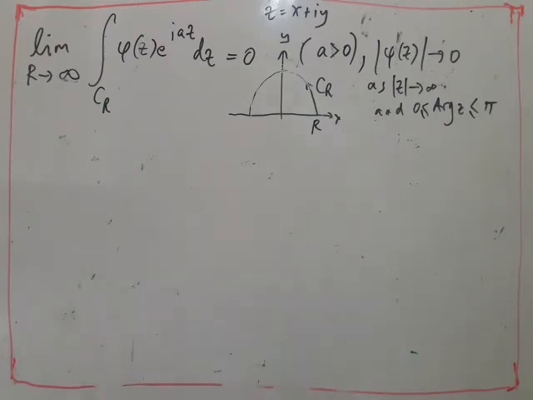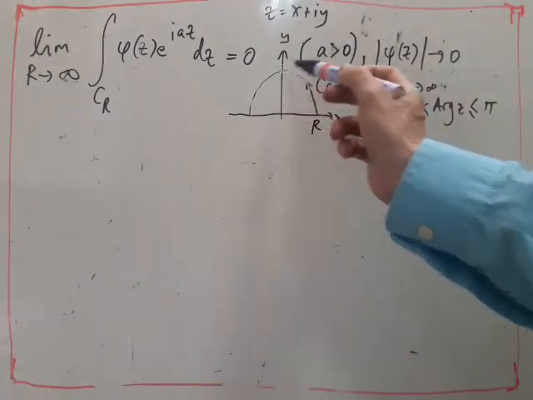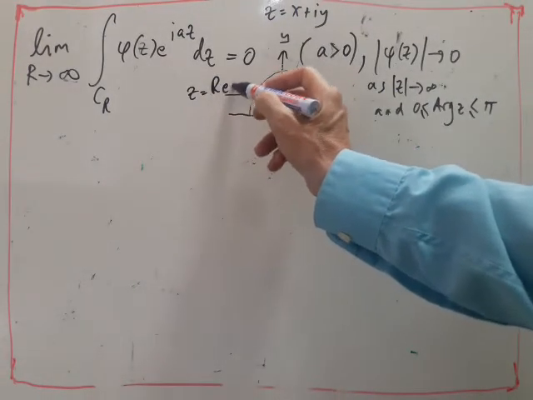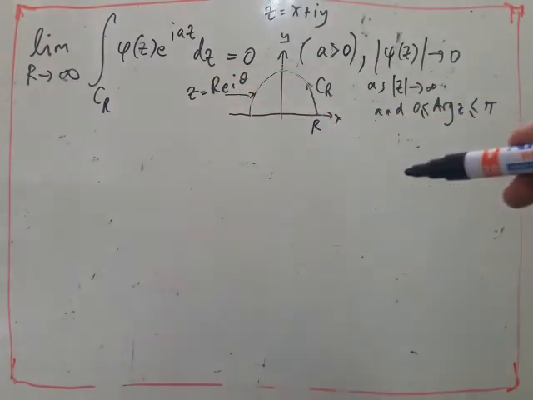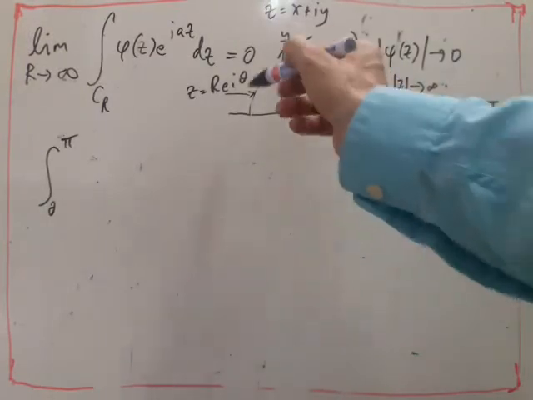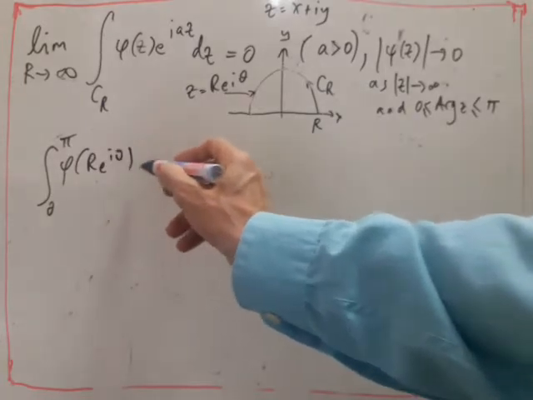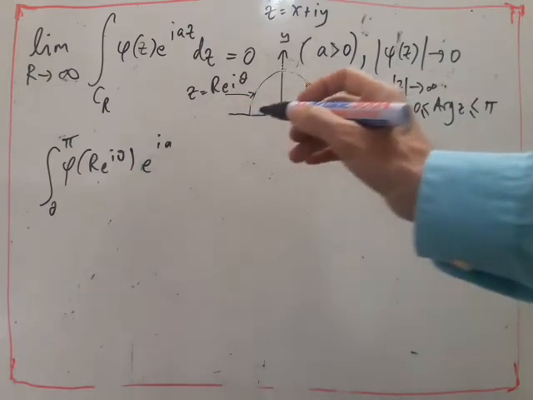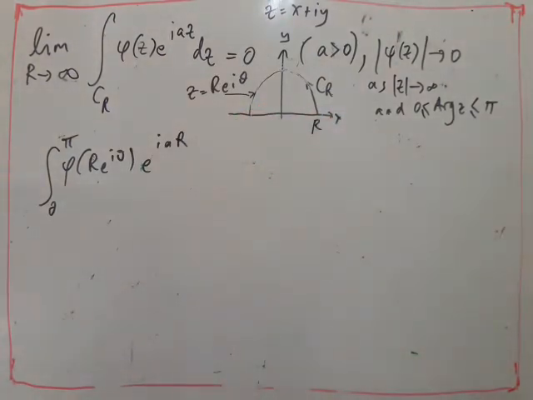So to prove it, we first need to actually evaluate this, and we'll consider this integral here. Along the contour, of course, z is equal to r times e^(iθ). So the integral we're interested in is the integral from θ equals 0 to π of phi of r e^(iθ) times e^(ia z), where z is itself r times e^(iθ).